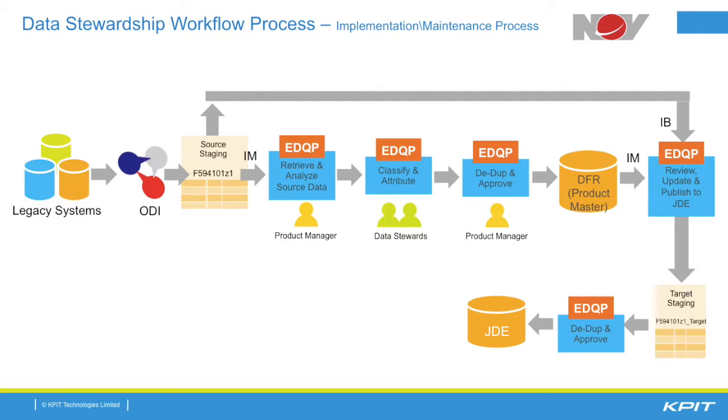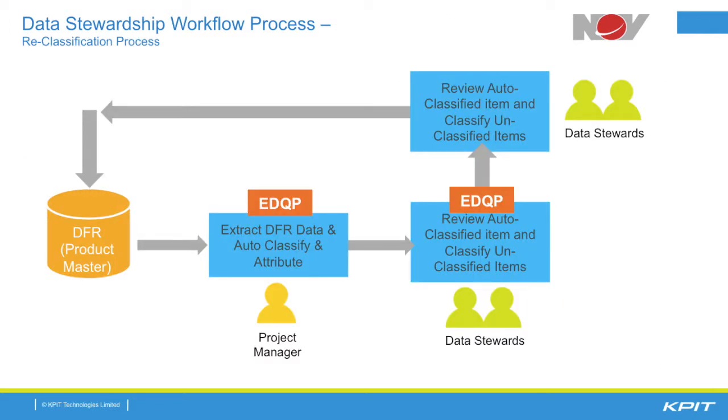Edwards. An additional step in the data stewardship workflow process is our reclassification process. The reclassification process is necessary because implementations typically do not give us time to fully classify products. The reclassification process pulls data from the DFR, and EDQP applies the auto classification and attribution.